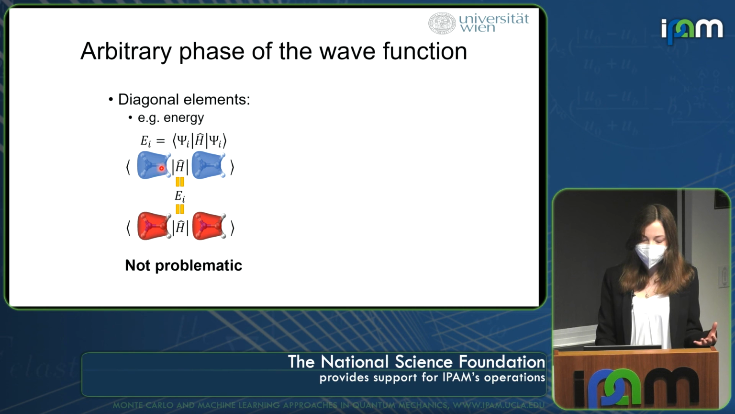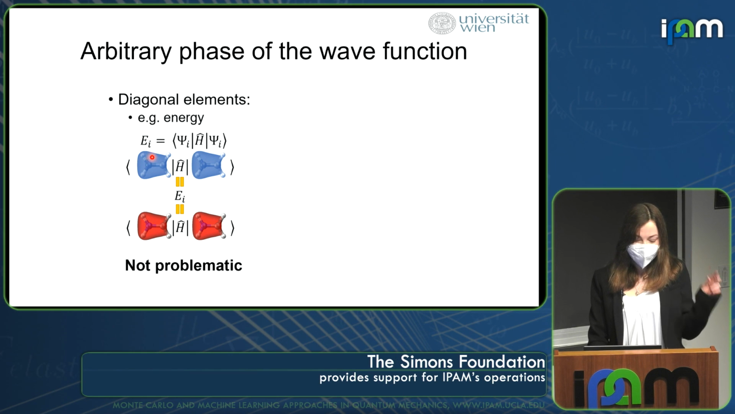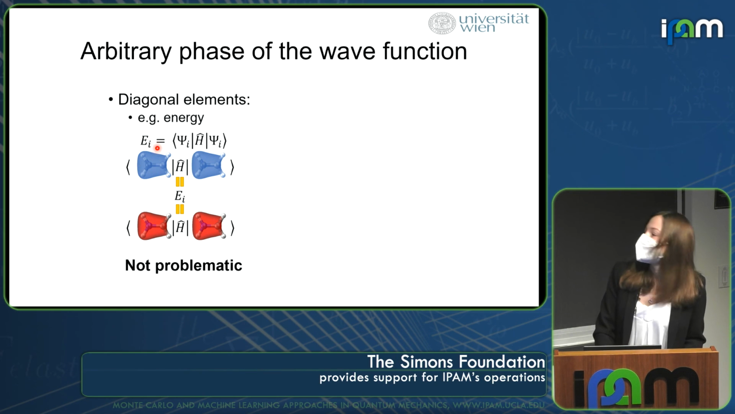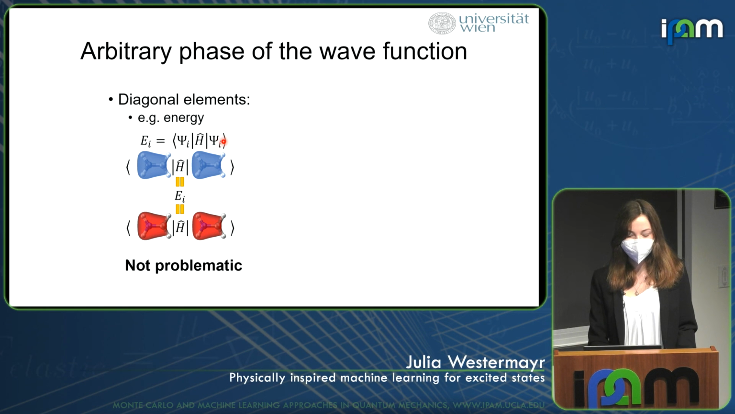So as you probably know, you can either have blue or red orbitals, and we can see this as a sign of +1 or -1. So if we want to compute the energy, then the wave function of the same state enters, which means we have, in both cases, always the same color. So the sign will never change.